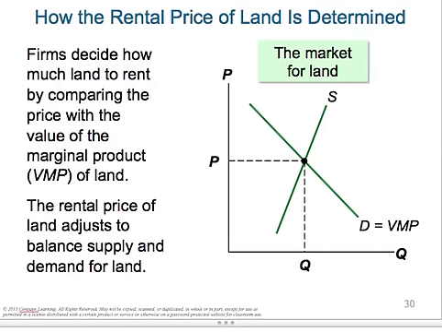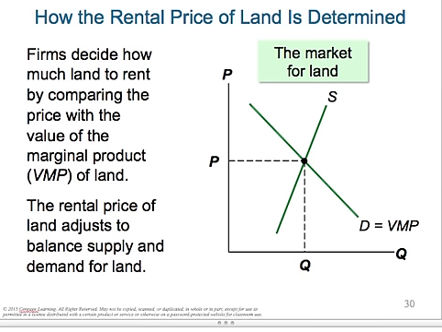So how the rental price of land is determined. Firms, again, just like a market, the market for land, supply and demand, price at equilibrium, quantity at equilibrium. Here's the demand for land given its value of marginal product. So I buy one more acre and I can make X amount of more goods. Okay, that's the same thing as demand curve.